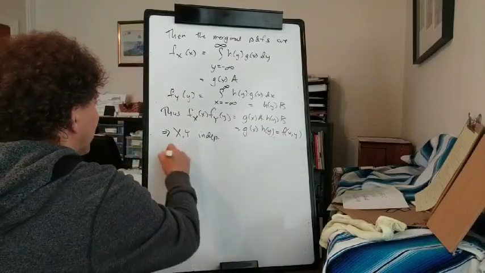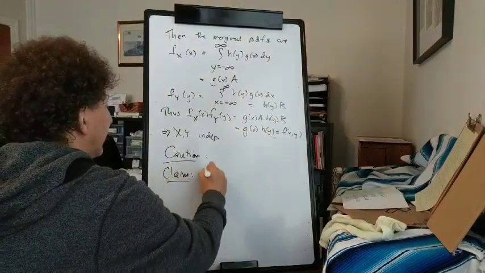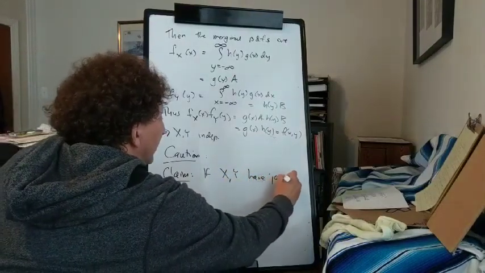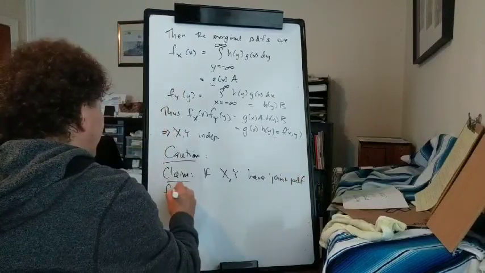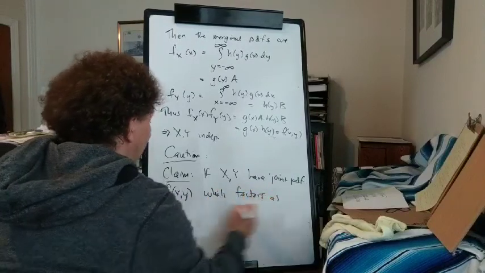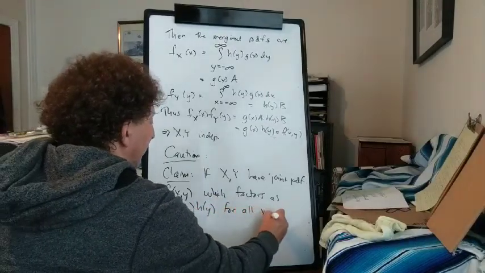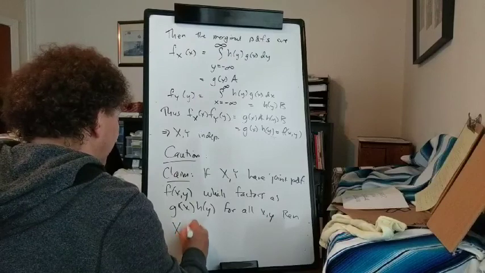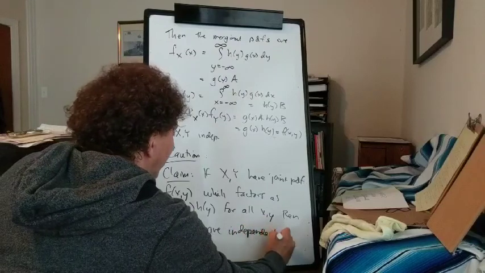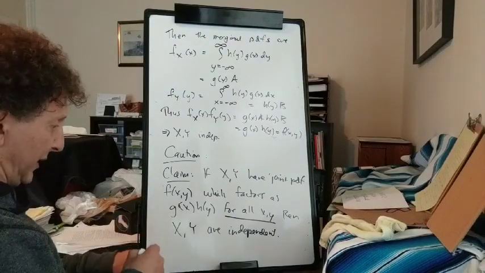And I'll rewrite the claim. So, caution. So the claim is if x and y have joint PDF f of xy, which factors as g of x times h of y for all x and y, then the random variables capital X and capital Y are independent. So it's the for all x and y that's a little bit tricky.